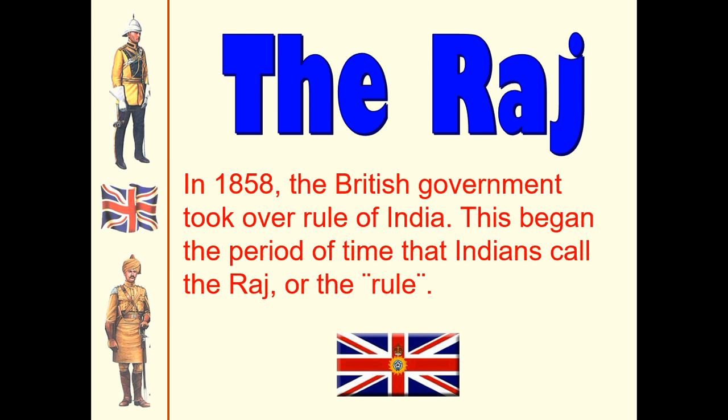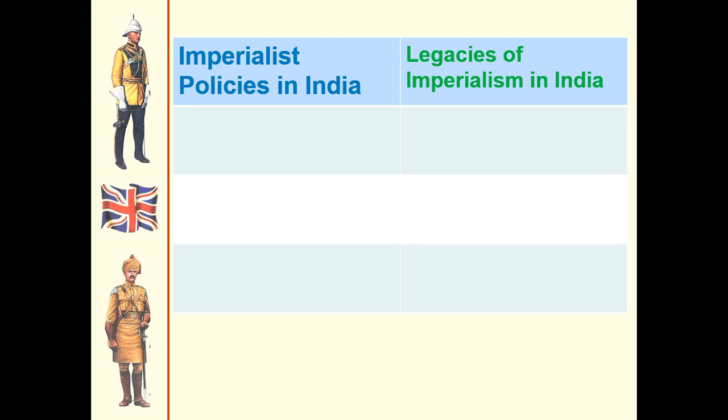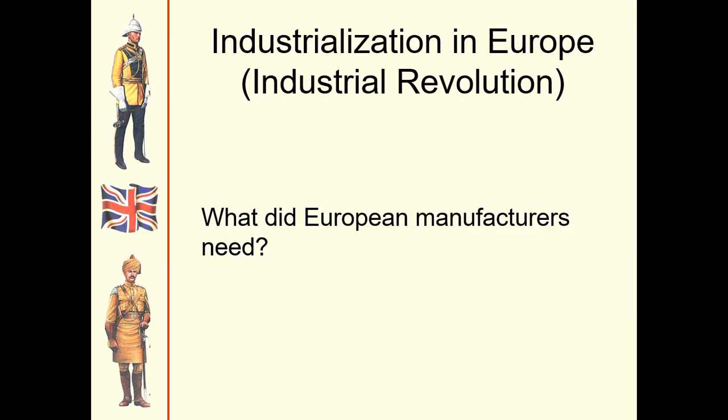Okay, so in your partial notes where it says the Raj, well, the Raj begins in 1858. This is when the British government took over rule of India, and this began the period of time that Indians call the Raj, which means the rule, meaning the rule of the British. Okay, so you have this little chart in your notes here. And on the left side, we're going to talk about the imperialist policies that were used by the British while they established the Raj over the people of India.